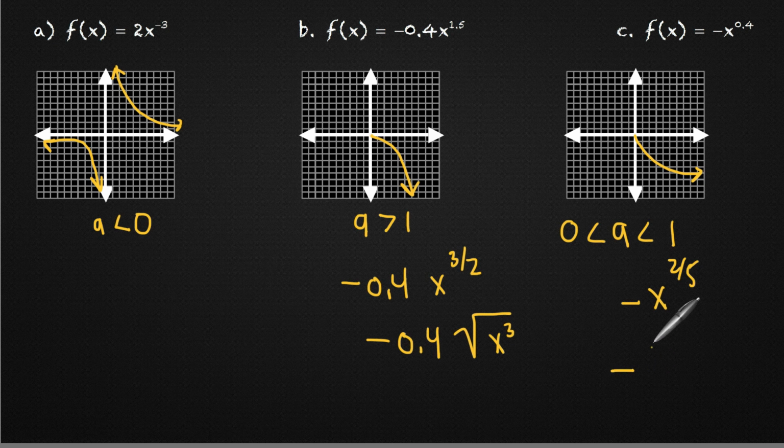The outside power is going to be the fifth root of x squared. Now, notice, if I plug in a 2 and square it, I get 4. If I plug in a negative 2 and square it, I still get 4. So that means this has even symmetry, because whether I plug in the positive x or the negative x, I get the same answer. So this is going to have even symmetry. I'm going to draw the other side in the other quadrant.